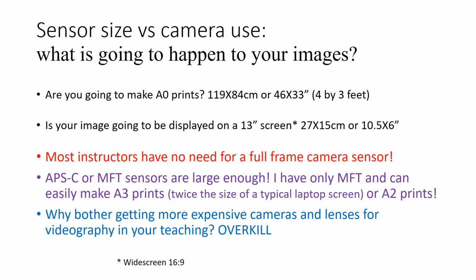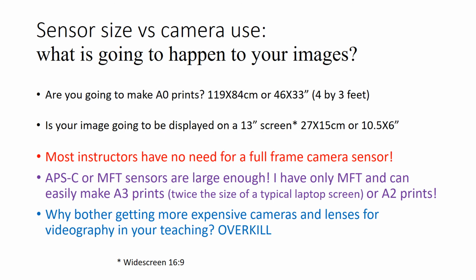And speaking of making prints, I have 2 Micro Four Thirds sensors, and I can very easily make A3 prints. In other words, a double A4, a piece of paper which is twice the size of an 8.5 by 11. This A3 will be twice the size of a typical laptop screen. Or I can make A2 prints. Now, if you look really closely, you might be able to see that there's a sort of pixelation there. But most people who are going to be standing at a distance and looking at a framed print on an A2 size, they're not going to look all that close because it's not designed for that.